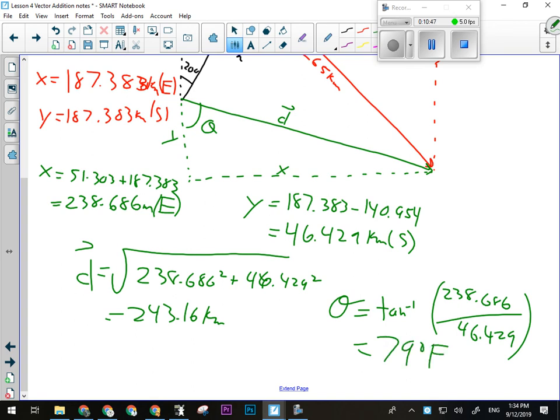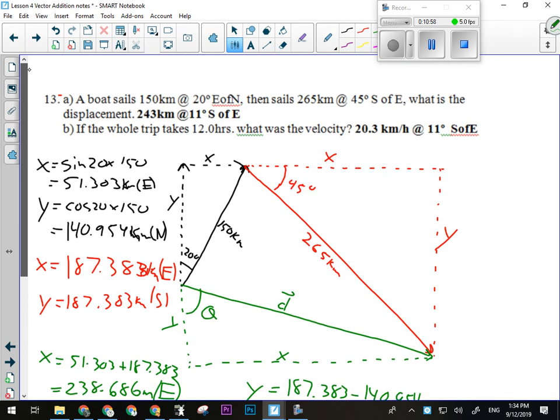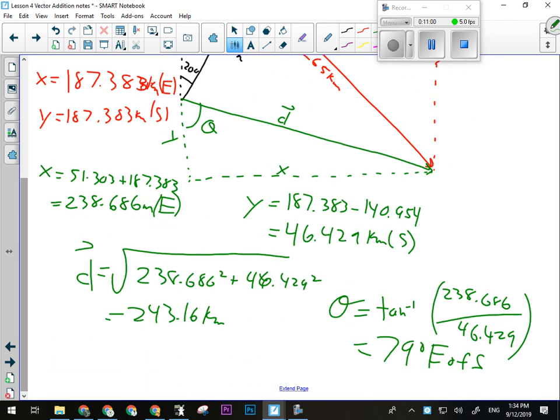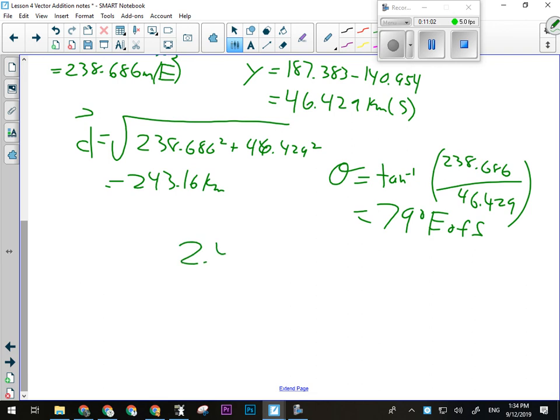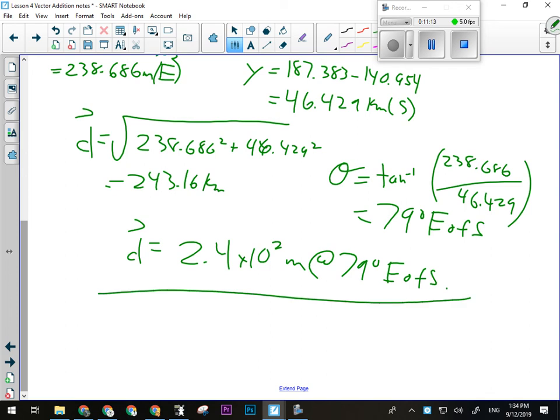And that will be east of south. Okay, but you may have also got 11 degrees south of east if you drew the triangle the other way. Right? In the end, I only have two significant figures here. Okay, so my final answer will be 2.4 times 10 to the 2 kilometers, at 79 degrees east of south. Now, that's not where this question ends. There's a second part. Okay?